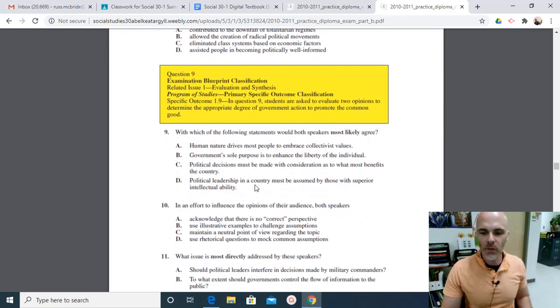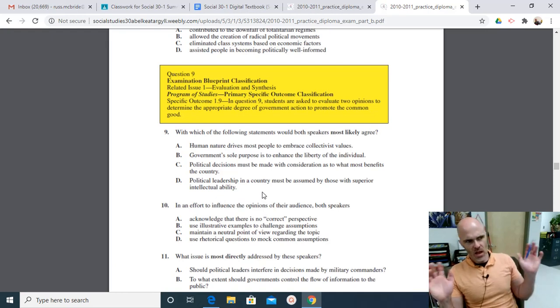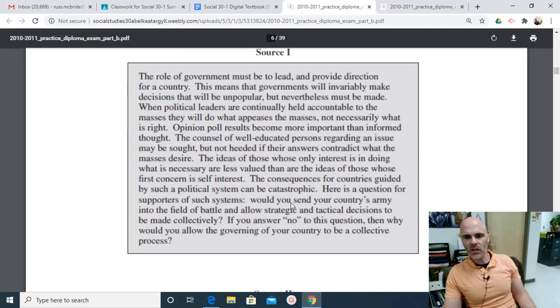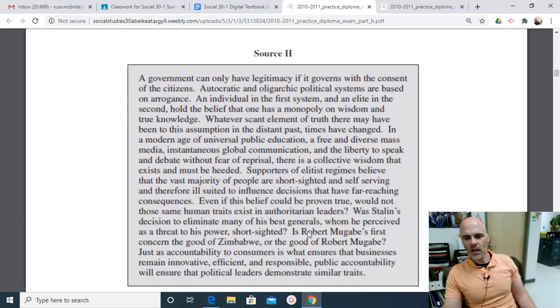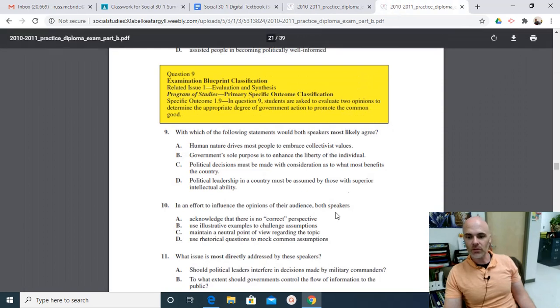Number 10. In an effort to influence the opinions of their audience, both speakers acknowledge that there is no correct perspective. I didn't really get the impression from that first one that they were saying, hey, you like democracy and that's cool too. Use illustrative examples to challenge assumptions. I don't remember. I'm going to have to go back and look. Did they use illustrative examples? Here, they used the battlefield thing. Here, they talk about Mugabe. Illustrative examples to overcome assumptions.